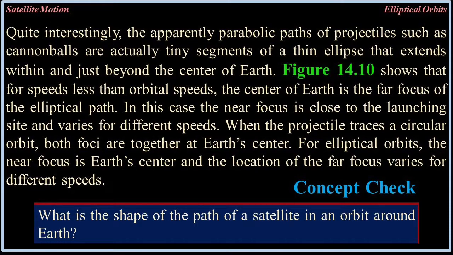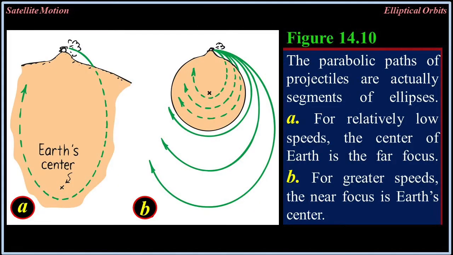What is the shape of the path of the satellite in an orbit around Earth? Figure 14.10. The parabolic paths of the projectiles are actually segments of ellipses. A. For relatively low speeds, the center of Earth is the far focus. B. For greater speeds, the near focus is Earth's center.